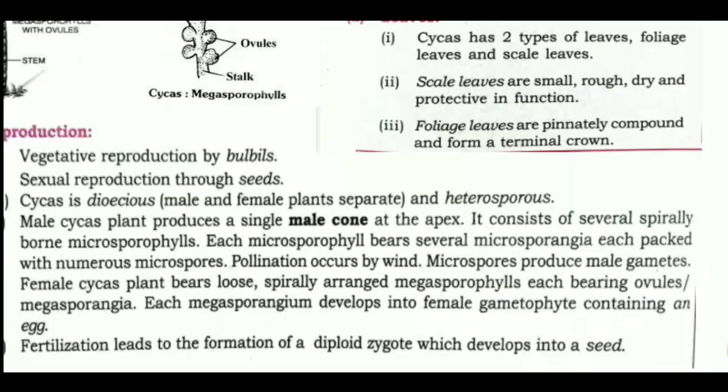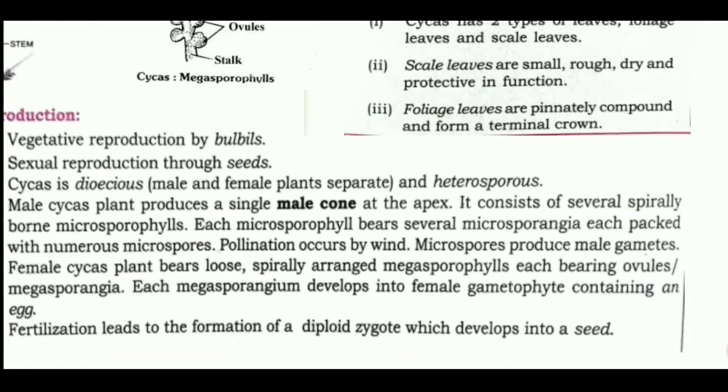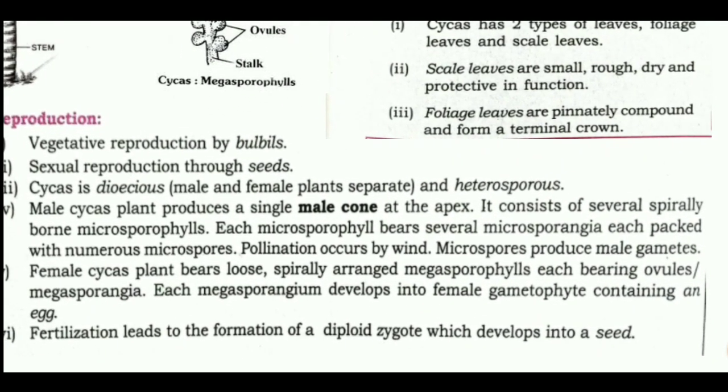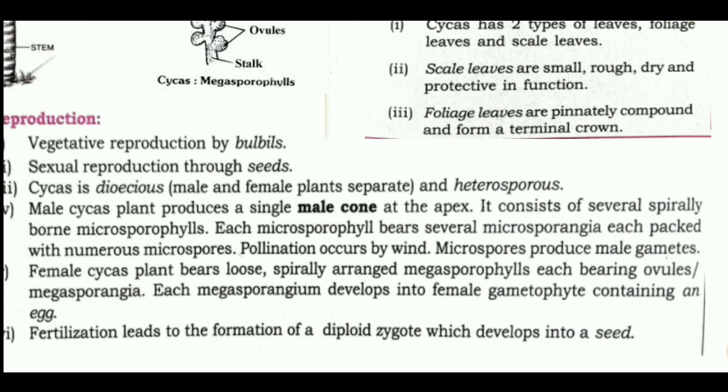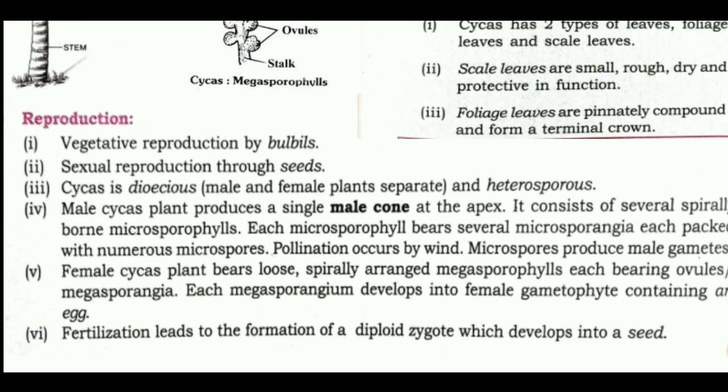Moving ahead, so the male Cycas plant produces a single male cone at the apex. That means at the top, just like a crown of a prince, there will be a male cone at the apex, which consists of several microsporophylls, just like the female plant. Now each microsporophyll bears several microsporangia. Microsporangia, basically, are pouch-like structures which produce the male gametes.